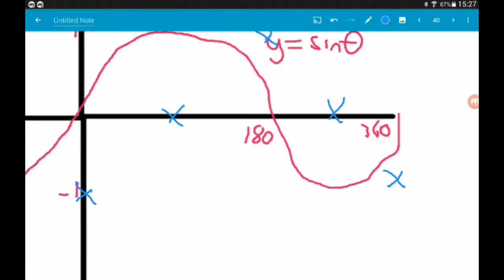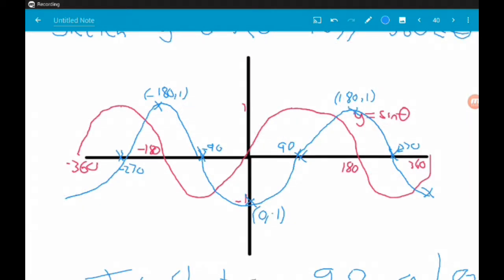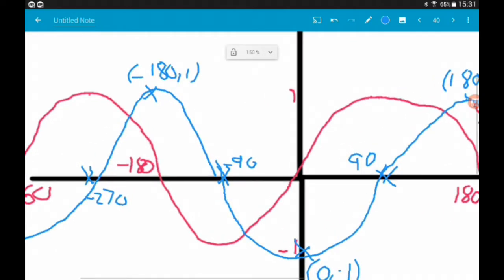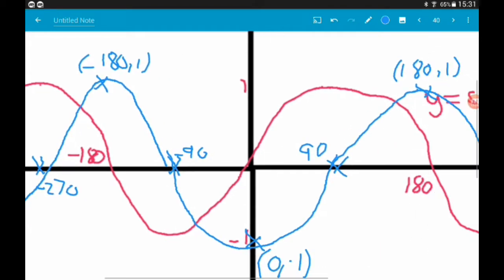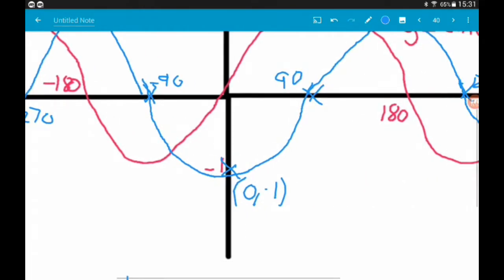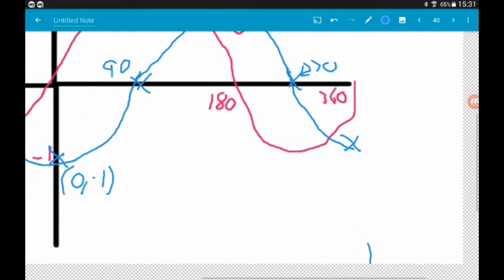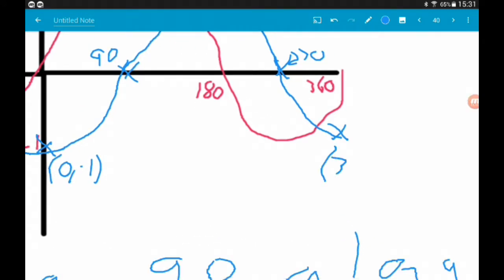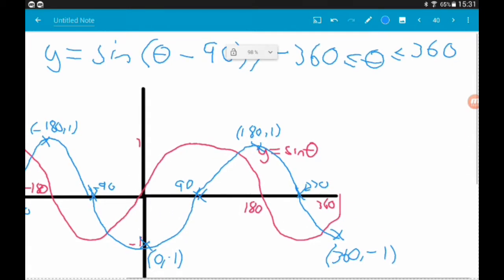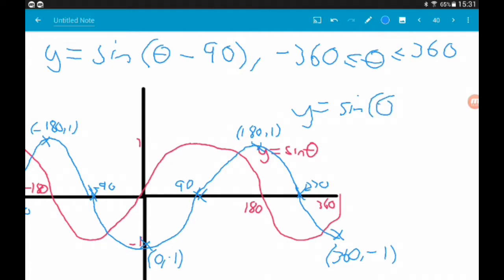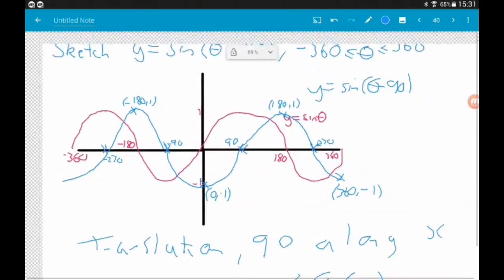So I'm going to connect that now. Okay, so here it is. So just make sure you label some important points. So I've labelled the x-intercepts and the coordinates of the maximums and the minimum down there. And we could do this one over here, which would be at 360, minus 1. And also, don't forget to label your graph. So this is y equals sine of (theta minus 90).